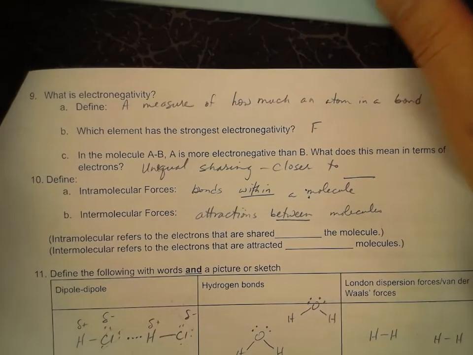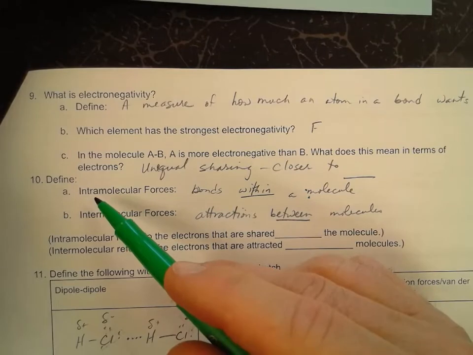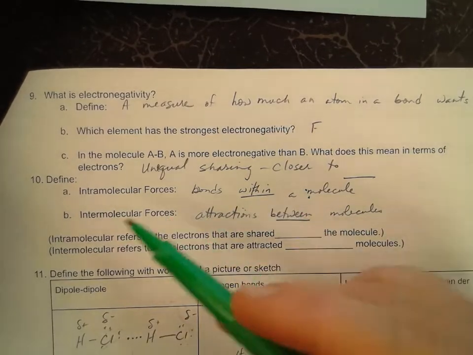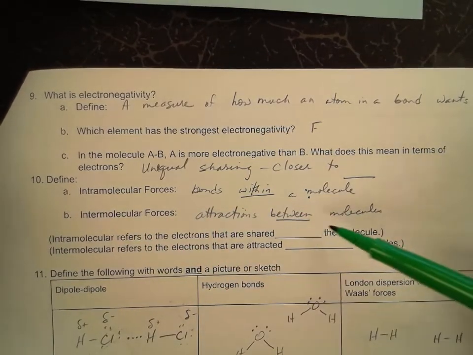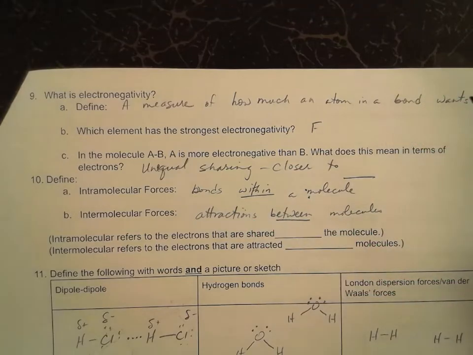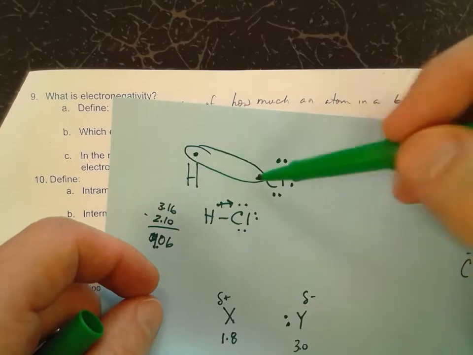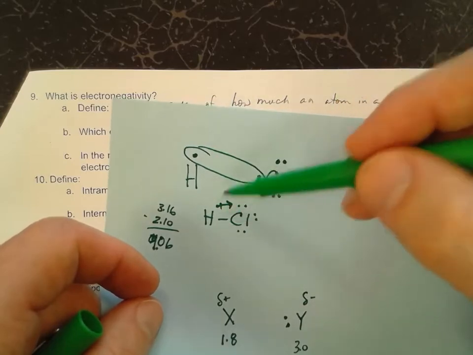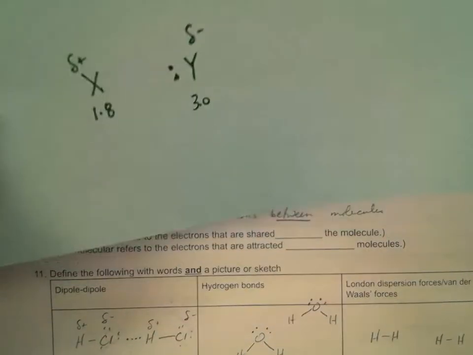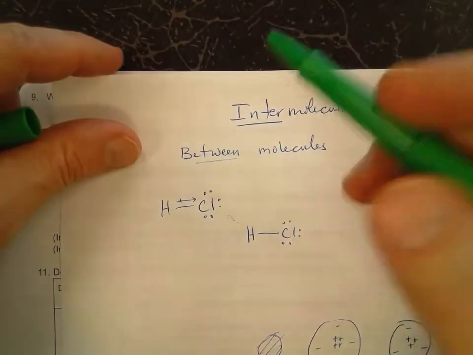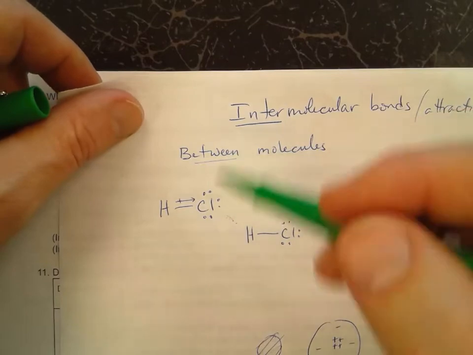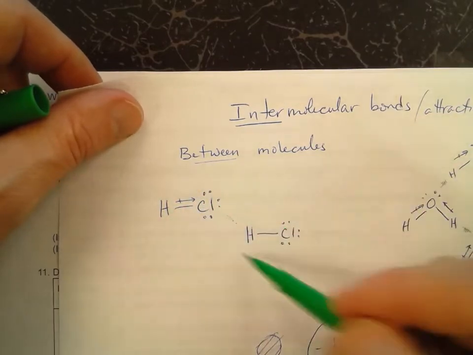Alright, now we get into intramolecular forces. So we've talked about intermolecular forces. Those are between. So again, this is an intramolecular bond here. But an intermolecular bond is one where we've got an attraction. It's not an actual bond, but an attraction between one molecule and another molecule.